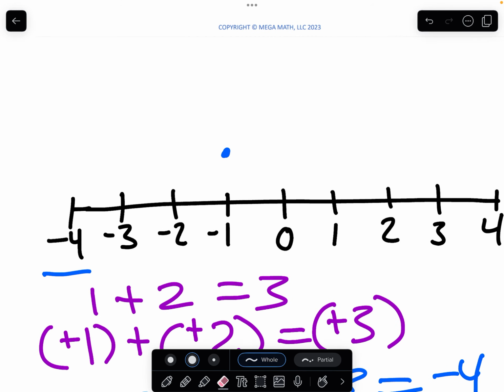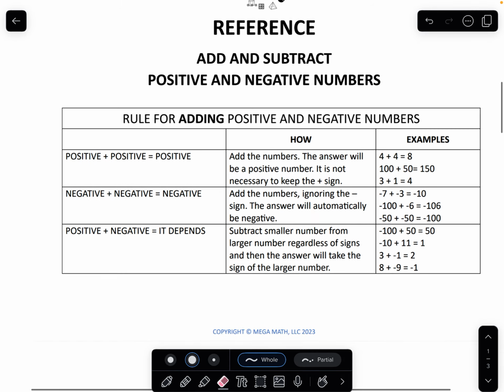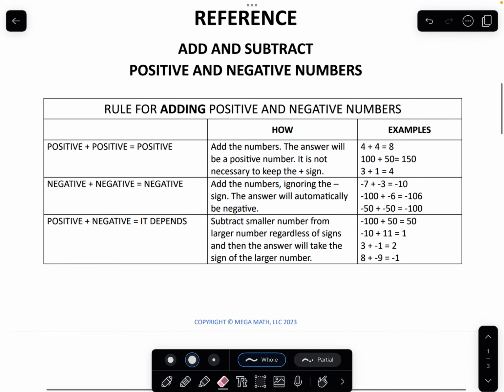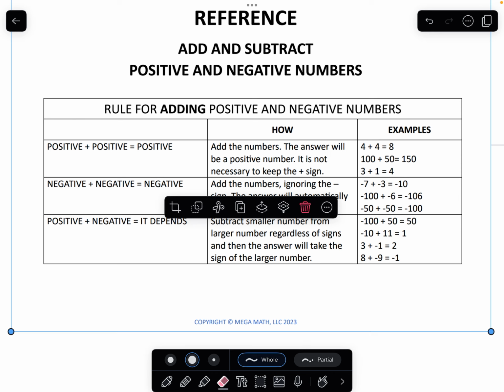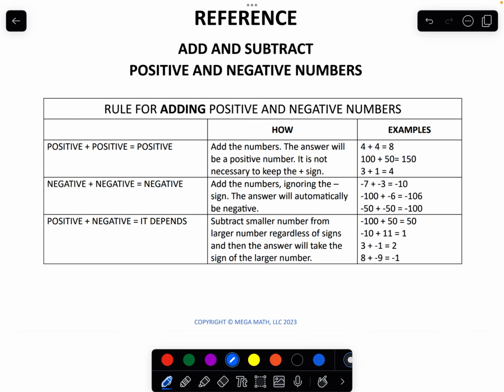Okay, so we know how to add now when two numbers being added together are both negative. We know how to add positive and positive because we've always known that positive numbers plus positive numbers equals positive numbers. 4 plus 4 equals 8. 100 plus 50 equals 150. 3 plus 1 equals 4. Now here is where it gets interesting. Positive plus negative. What does it equal?